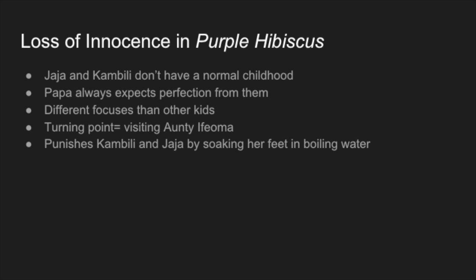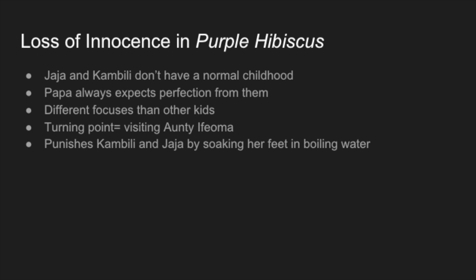The turning point of the novel, and where the children start to realize their loss of innocence, is when they visit Auntie Ifeoma. It is here they experience a different life of freedom, happiness, and the true meaning of family unity. Jaja and Kambili realize their loss of innocence occurred at a young age because they were so focused on making their father proud, they missed out on a huge part of being a kid. In a sense, Papa stole their innocence.